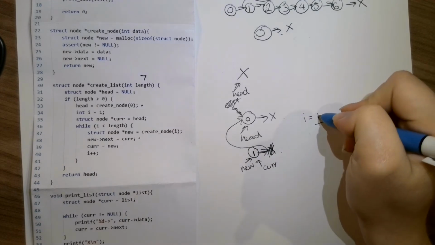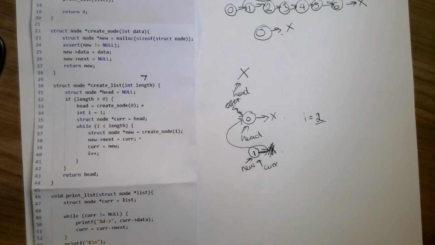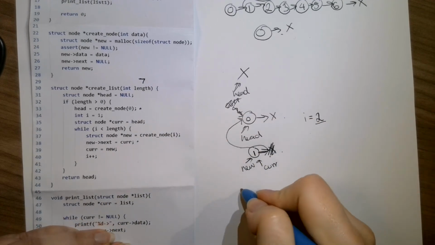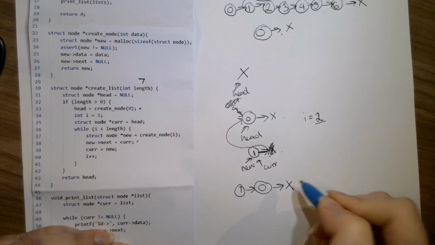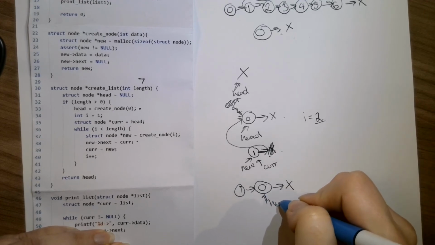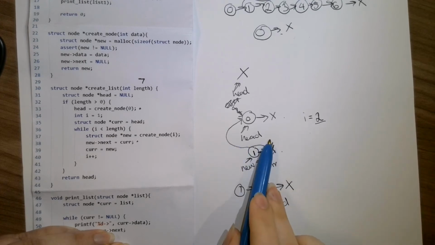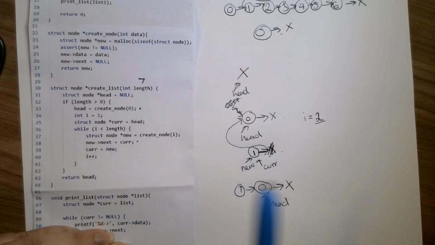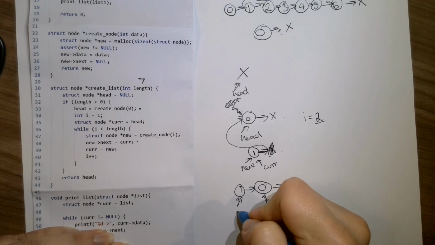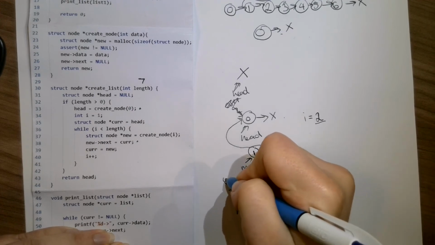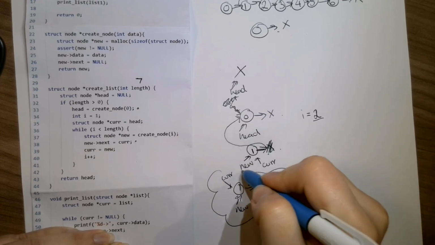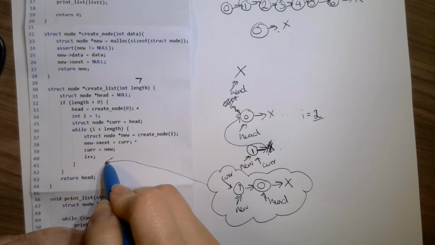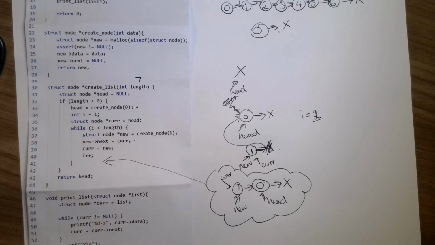And i increments to 2. So after we've done one iteration of this while loop, it becomes 1 points to 0, points to null. And head is now pointing here, because that never changed. We never move head in here. And this becomes both new and current. I'm just rewriting that so it looks a bit neater. So after we've run this one time, that's what it looks like.